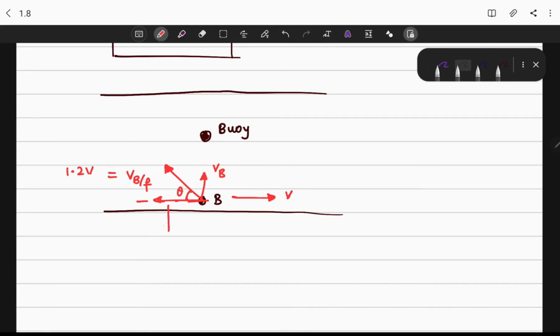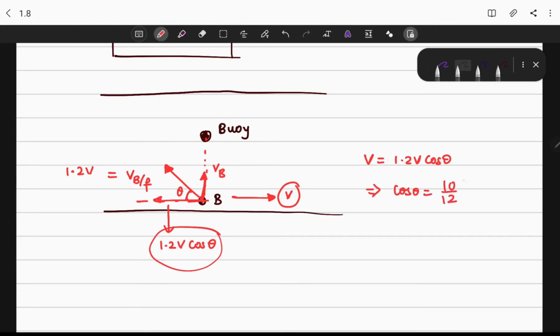So what is this particular component? This is 1.2 v cos theta. Again we know that it is moving in this particular direction, so perpendicular direction velocity can be equated. So we can write v is equal to 1.2 v cos theta. Again we got cos theta as 10 upon 12. So velocity of vb we can get, this particular component was 1.2 v sine theta, which is equal to 0.663 v, because this is the same case as the previous one.